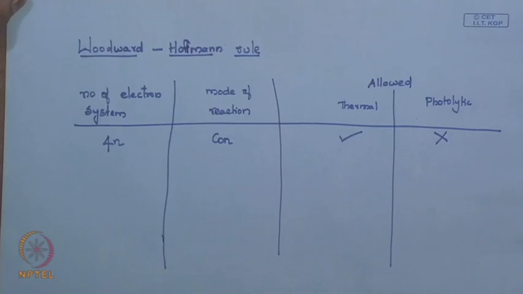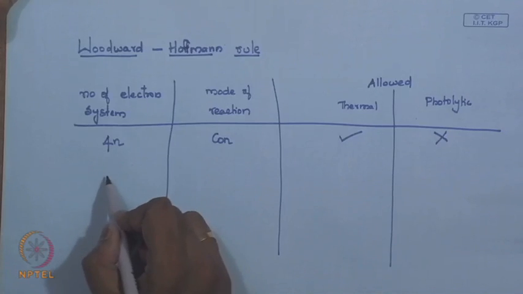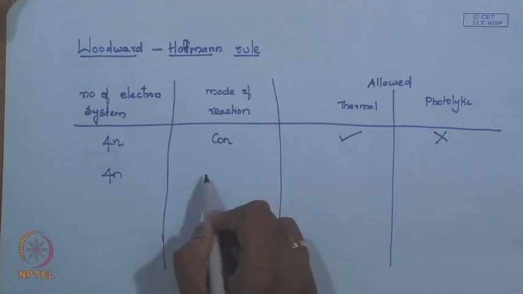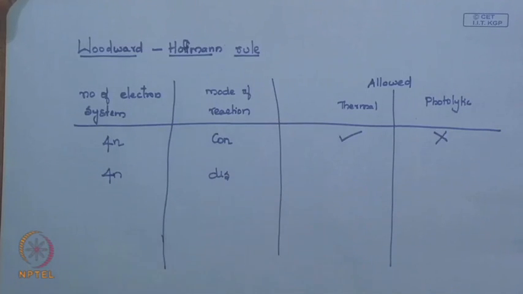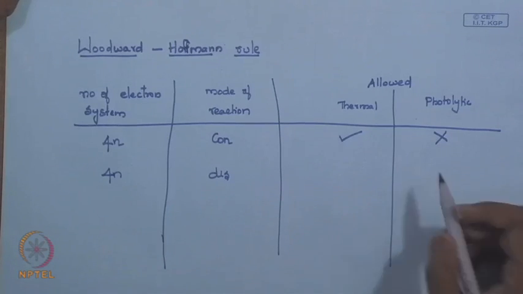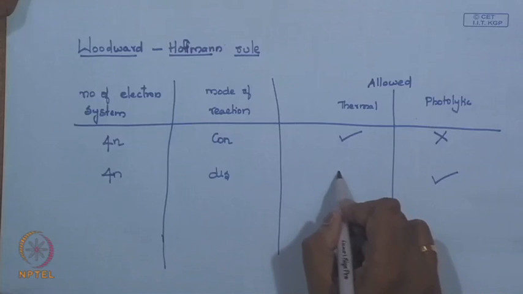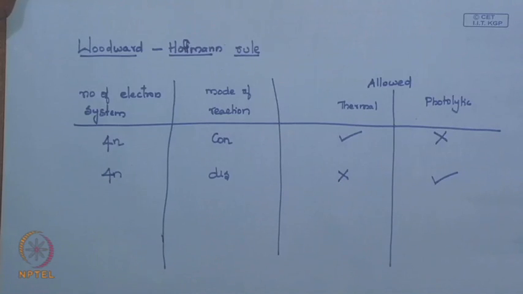That is what the Woodward-Hoffmann rule says to you. Then 4n, if I want dis, in which it is allowed? It is allowed in thermal or light? Yes, it is allowed in photolytic condition, thermal it does not work.